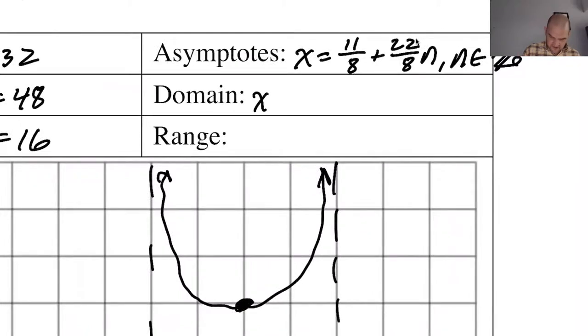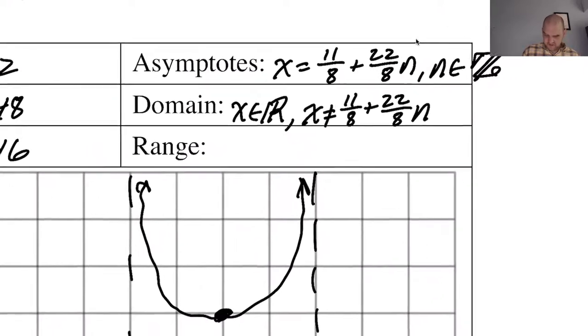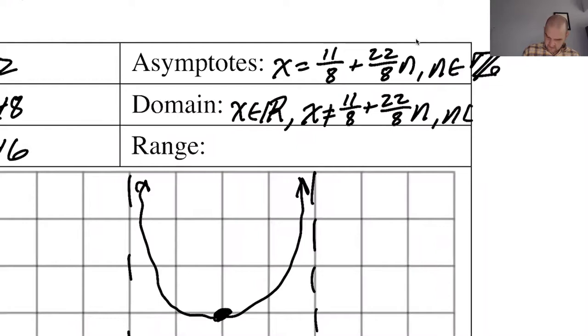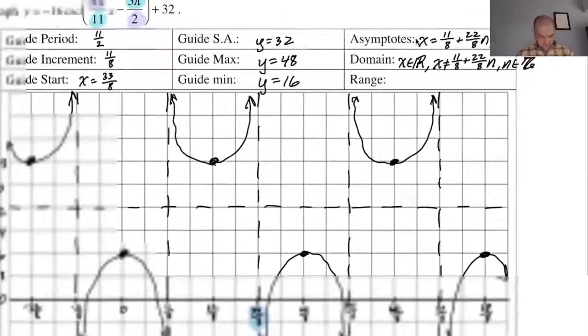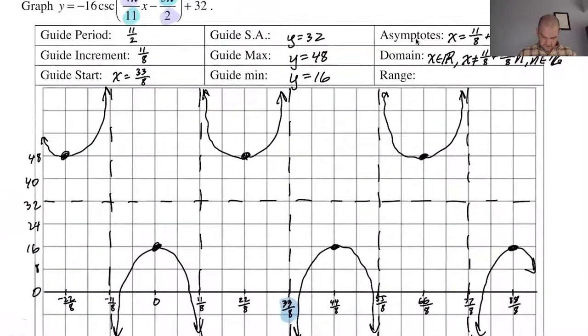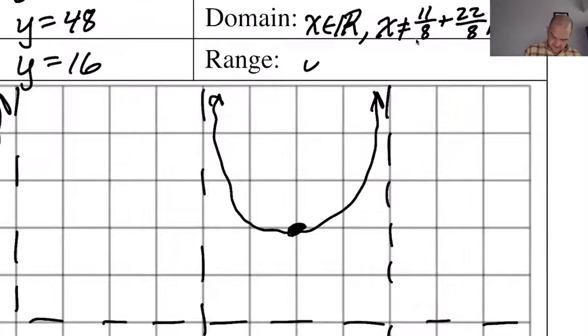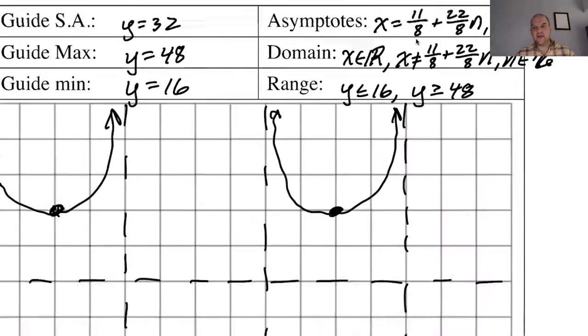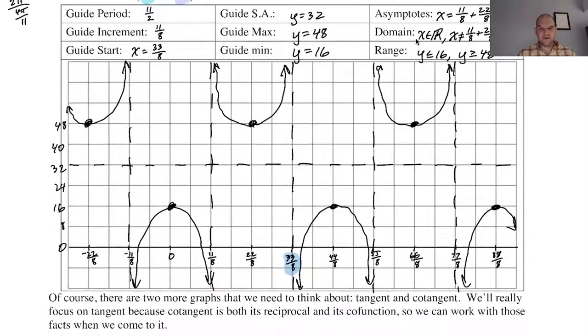You start to run into that in math where, the way things get graded, you want to be right, obviously, but if you're not right, you want to at least be internally consistent. So you want your answers to make sense for your graph. Preferably they make sense for the actual problem. So for the range, I can do anything less than or equal to 16, or I can do anything greater than or equal to 48. And there, I think that's right.